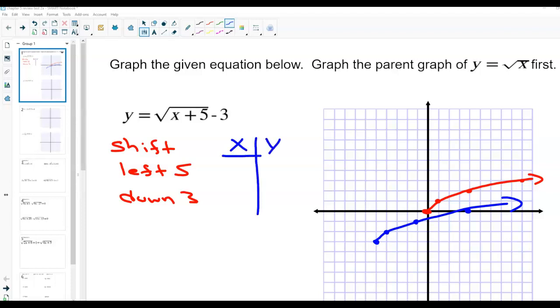If you prefer your other option, what makes the radical equal to 0? -5, which gives me a -3. -4, square root of 1 is 1. 1 minus 3 is -2. -1, square root of 4 is 2. 2 minus 3 is -1. And finally, 4. And 4 plus 5 is 9. Square root of 9 is 3. 3 minus 3 is 0. And then you can plot the points that way as well.